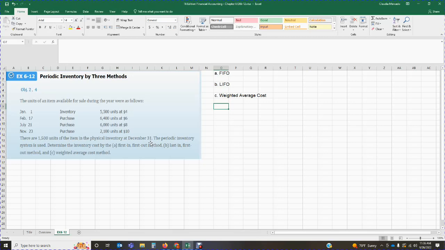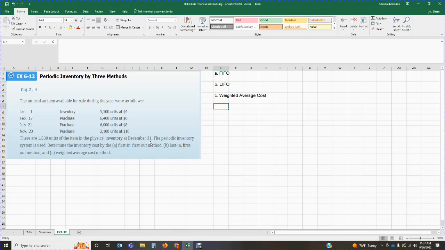So in this case, on December the 31st, they did a physical inventory and found that they had 1,500 units of the merchandise left. The periodic inventory system is used, and we have to determine the inventory cost by the first-in, first-out method, the last-in, first-out method, and the weighted average cost method. So, FIFO, first in, first out.